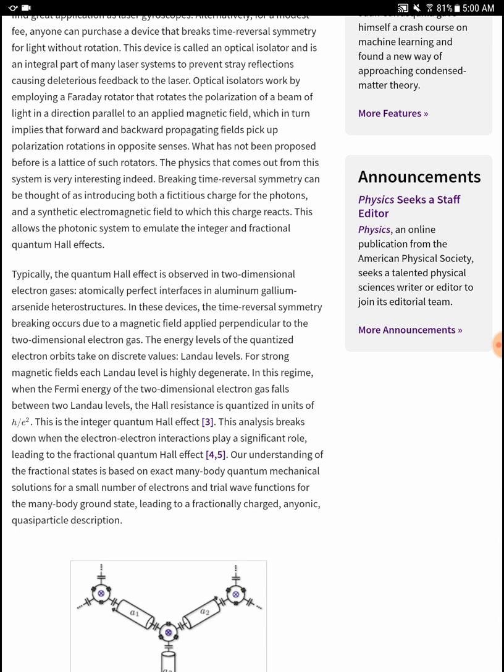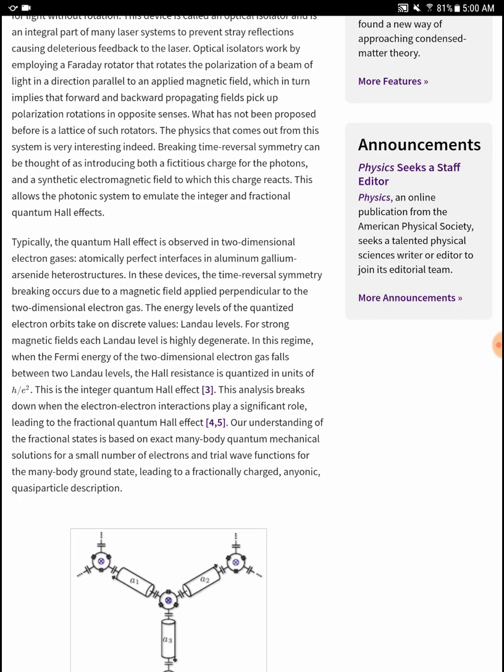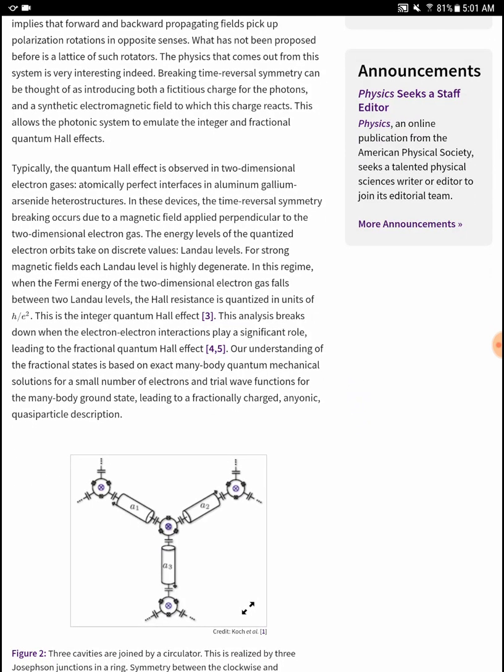Optical isolators work by employing a Faraday rotator that rotates the polarization of a beam of light in a direction parallel to an applied magnetic field, which in turn implies that forward and backward propagating fields pick up polarization rotations in opposite senses. What has not been proposed before is a lattice of such rotators. The physics that comes out from the system is very interesting indeed.